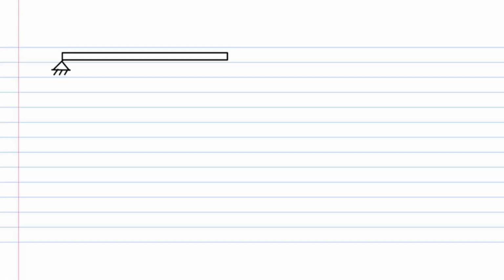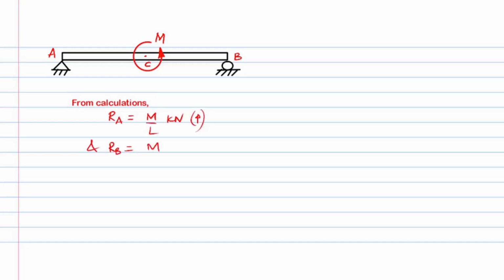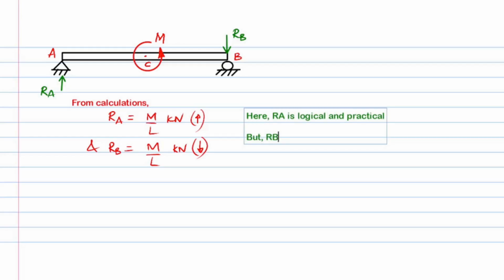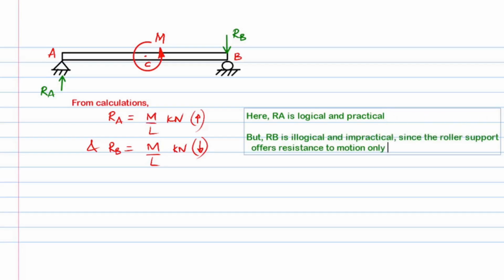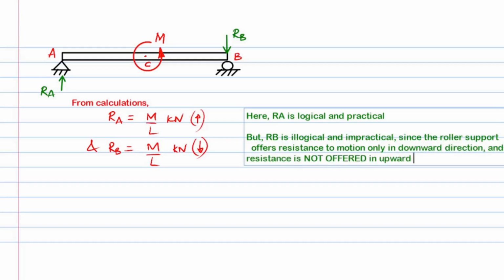Let's now investigate the case where the simply supported beam, as discussed earlier, is acted upon by a counterclockwise moment at the center instead of the clockwise moment. From analytical calculations, RA equals M over L kilonewtons acting upwards and RB equals M over L kilonewtons acting downwards. We denote them on the beam for clarity. Here we find that RA acting upwards is logically and practically possible in direction, while RB acting downwards is illogical and impractical since the roller support offers resistance to motion only in downward direction of the beam end and resistance is not offered in upward direction of the beam end.